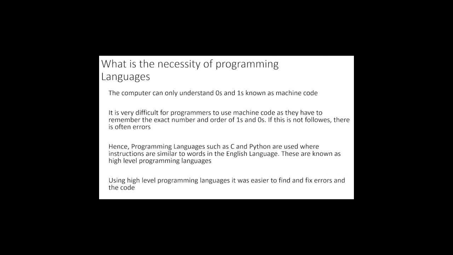Why do we require programming languages? Your computer can only understand zeros and ones, which is known as machine language or binary. For programmers to write the code in the way the computer understands, which is zeros and ones, it's very difficult because if you miss a zero or you put the wrong number of zeros or ones, it can lead to errors and it's very difficult to remember. Hence, programming languages such as Python, Java, whatever examples I gave in the previous slides are used.